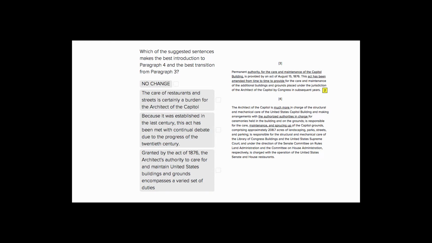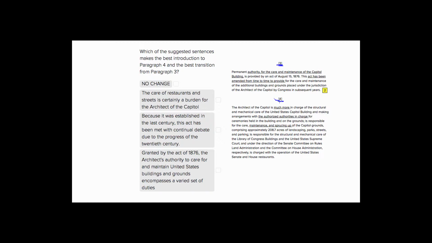The question is asking which of the following sentences will make the best intro to paragraph 4, as we see here, and the best transition from paragraph 3. So in order to get the best sense of this question, the best strategy would be to look at the paragraphs and get a sense of what each is talking about, so that way we know how to transition out of paragraph 3 and into 4.